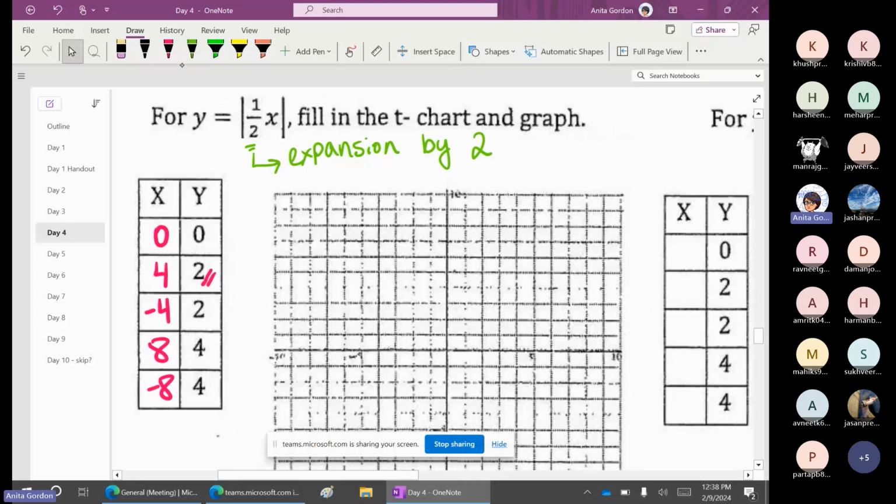All right, let us graph this. So 0, 0, 4, 2, and then 8, 4.